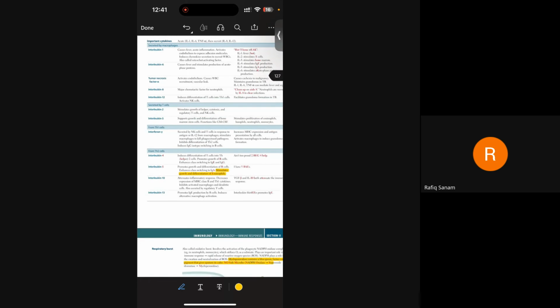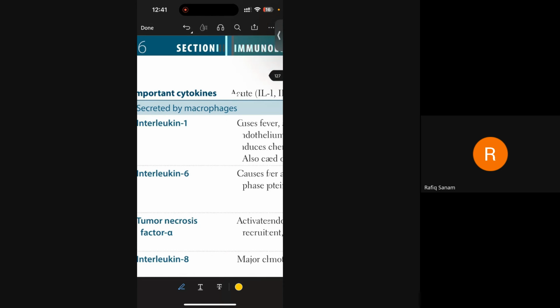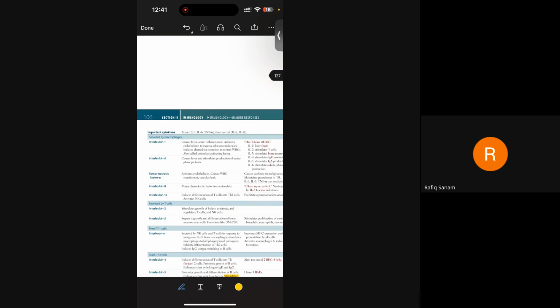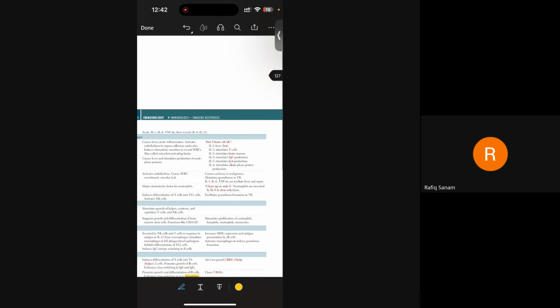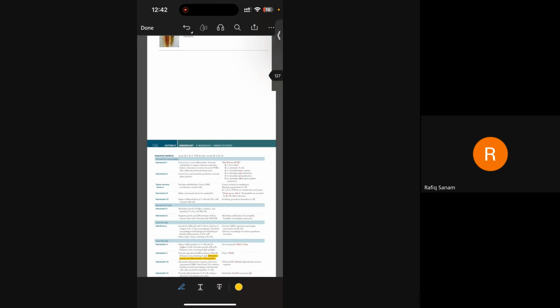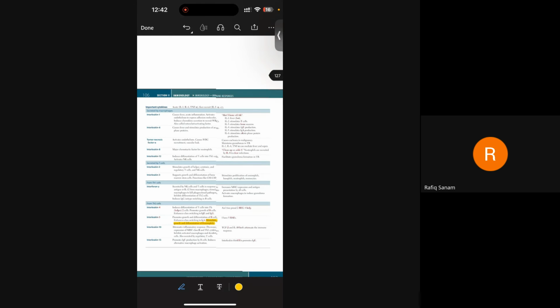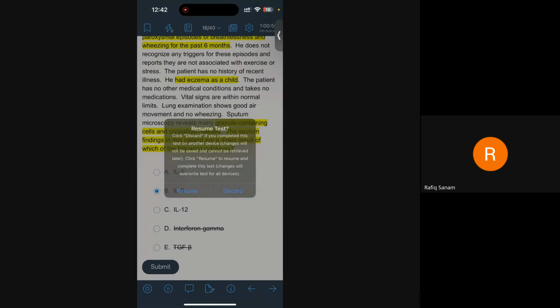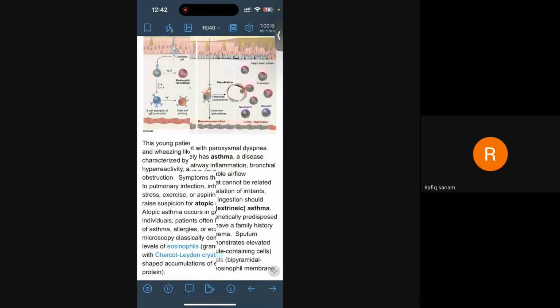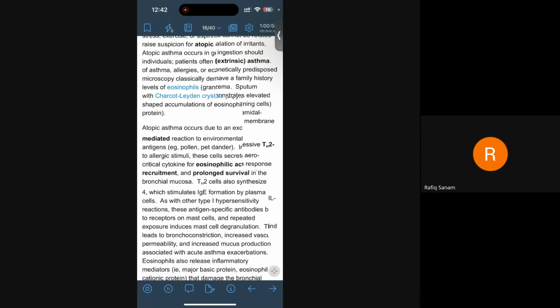And interleukin 1 is involved in fever and acute inflammation. And this is a mnemonic: hot T-bone steaks, hot T-bone. It will also help you. Okay, let's move on to the next one. Interleukin 5, atopic asthma, remember it.